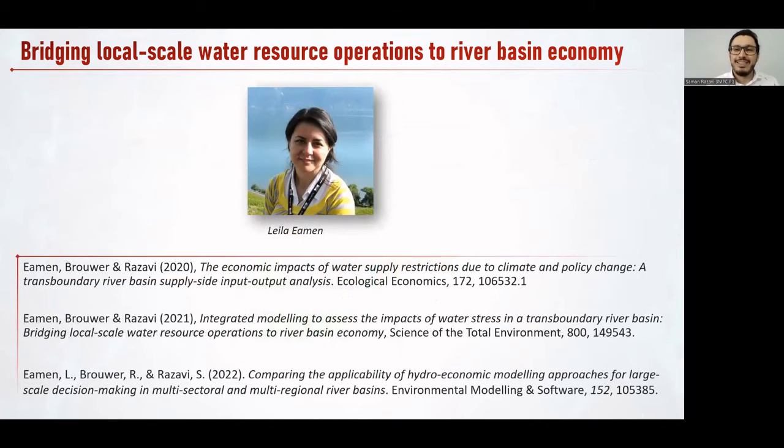So this is the lady behind all these integration efforts of bringing economy and water resources management together, Leila Eamon. And you can see some of her papers recently published on this. She finished her PhD last year under myself and Professor Roy Brower at the University of Waterloo. And since then, she has joined the core modeling group of Global Water Futures.